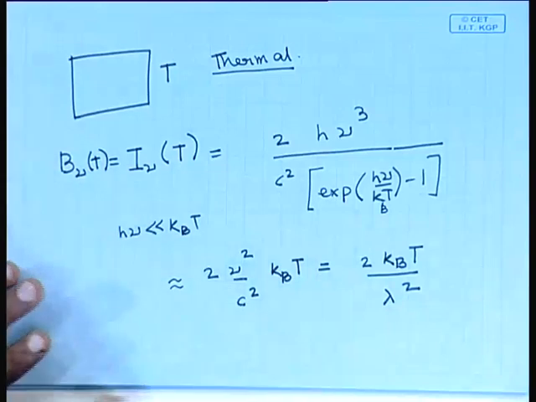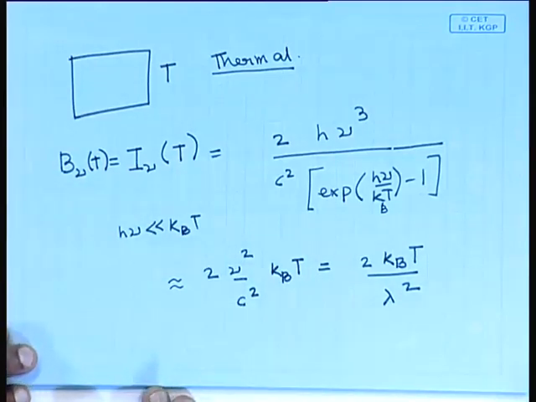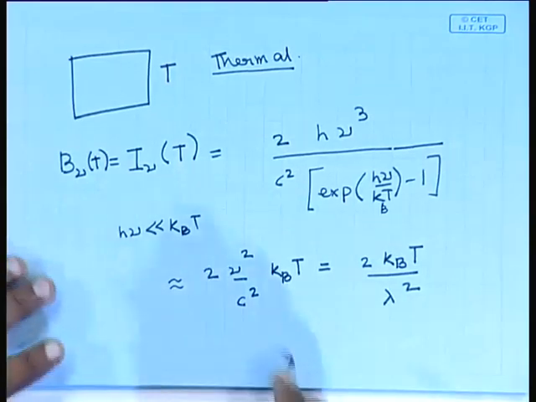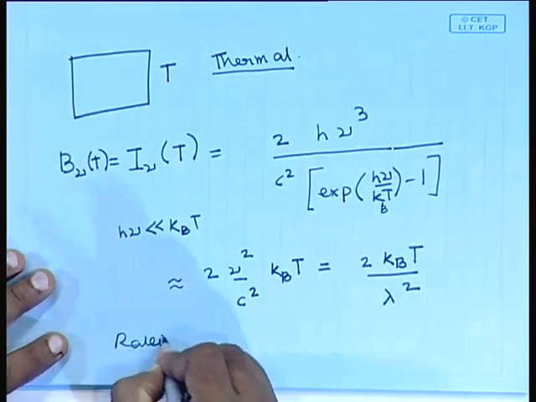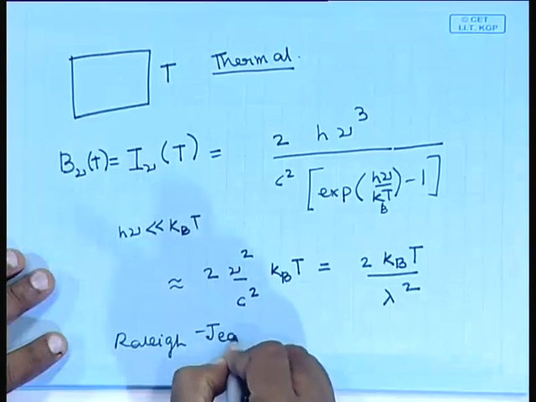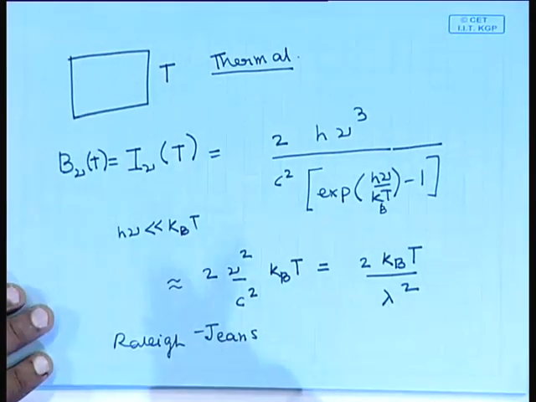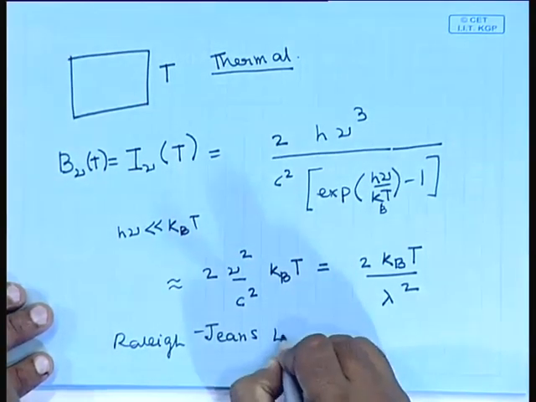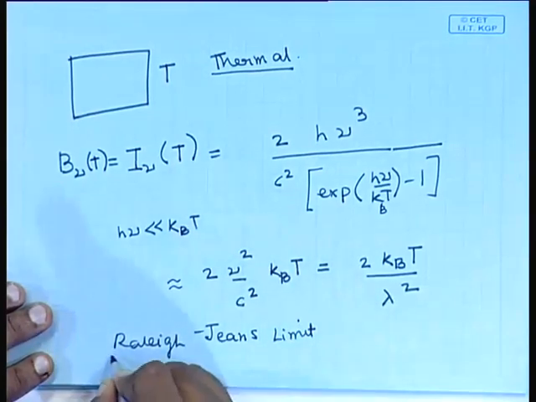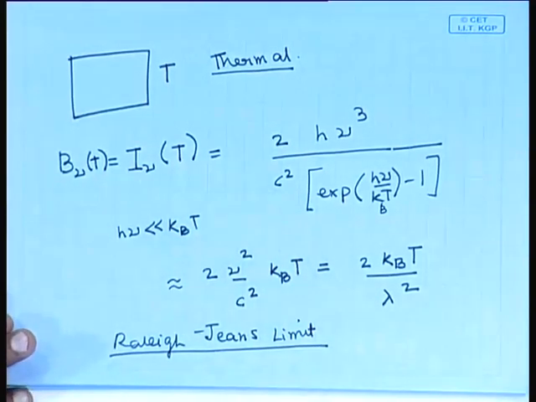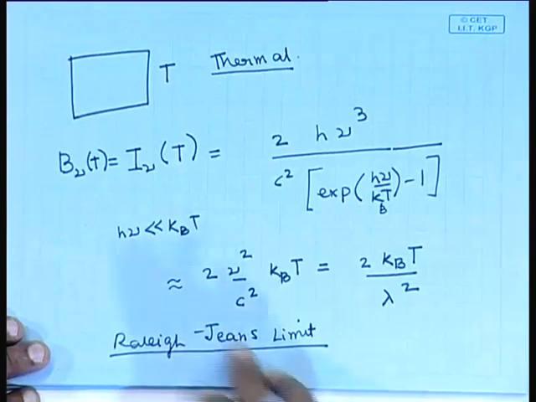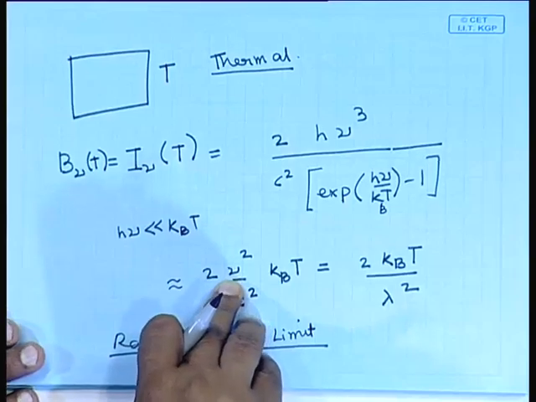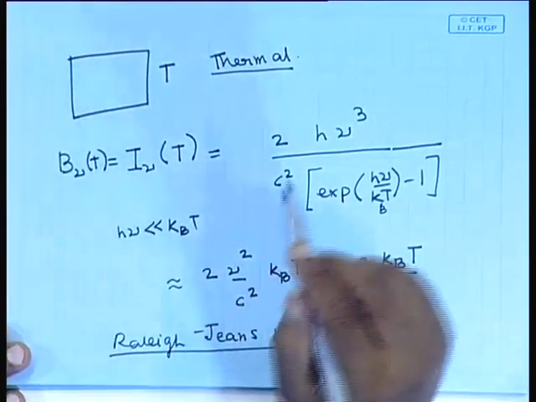Energy per area, that is the dimension of specific intensity. This is called the Rayleigh-Jeans limit, the large wavelength part of the spectrum. H nu being small means that the wavelength is very large. So, this is the low frequency part of the spectrum, and it is proportional to nu square. It is a parabola, it just goes up parabolically and then it reaches a maximum and falls.